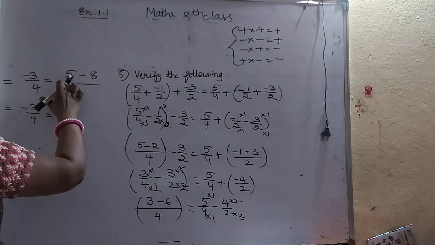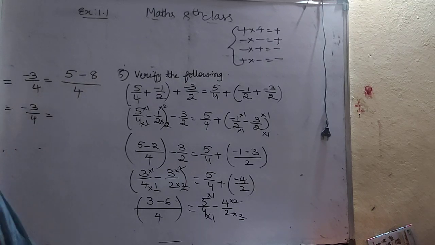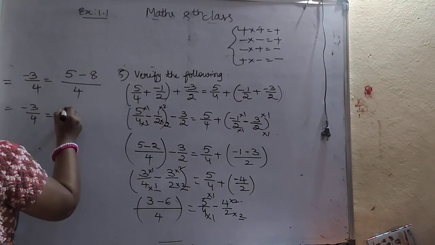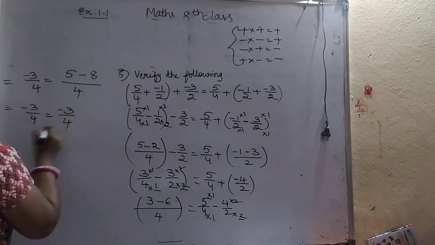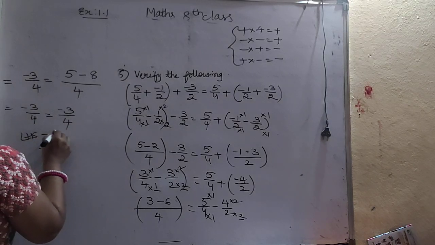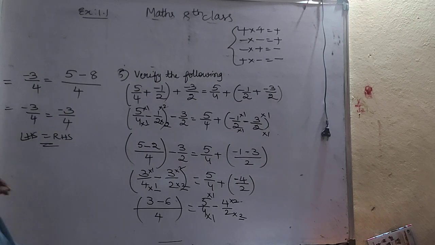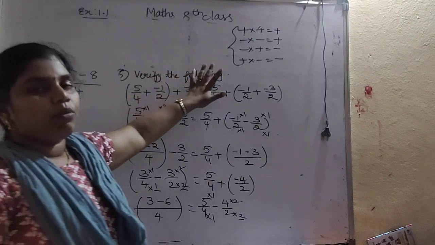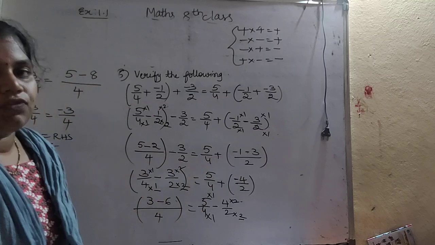Equals to, here from the smaller number we are subtracting the bigger number, so that will be a negative answer. So 8 minus 5 will be 3. Bigger number sign is minus, so minus 3 by 4. So we got both LHS values and RHS values as the same. If you see this, now both LHS and RHS values are the same. So the condition, the expression they have given, is true. So the associative property is satisfied here.